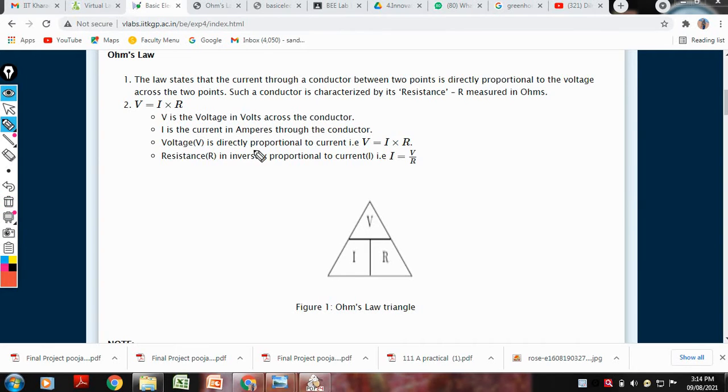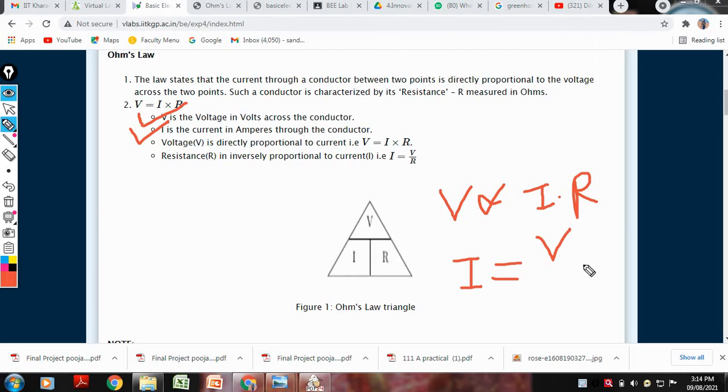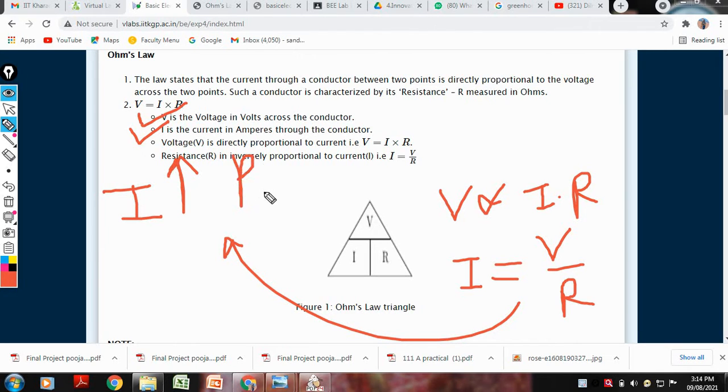It consists of 3 parameters: first is V, measured in volt, that is voltage. Then I is the current measured in ampere through the conductor. Then voltage V is directly proportional to the current and resistor, and we obtain I is equal to V by R. Here, if current I increases, then resistance decreases. This is the concept of Ohm's law.